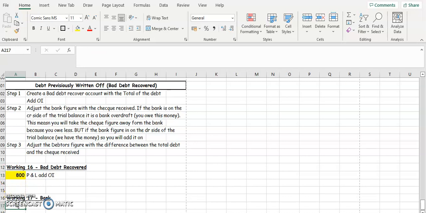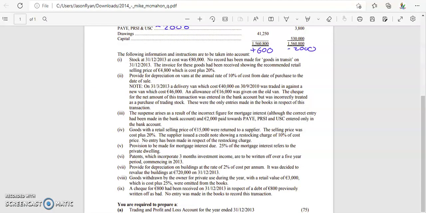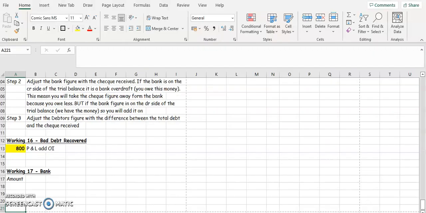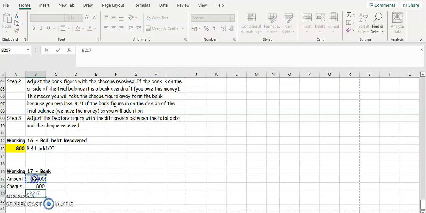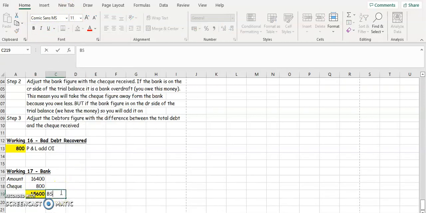Then you're going to adjust your bank. So you need to find out what is in our bank. So that's coming straight from the trial balance itself. So our bank figure, here's our bank figure. So our bank figure is on the credit side. So that's a bank overdraft of 16,400. So after lodging a check of 800, that's going to mean that our bank overdraft is going to go down by 800. And because that is a bank overdraft, it's a liability. So it's going to go into your balance sheet as a current liability or creditors due within 1 year.